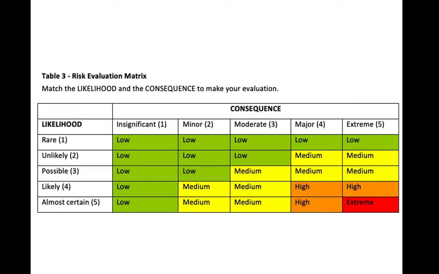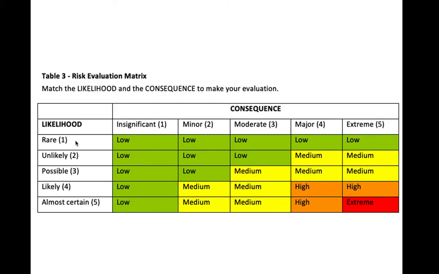Okay, now we then go to table 3. So we take our likelihood and our consequence and join those together to work out what the risk rating is. So for example, if we take a look at rare, which is just here in the likelihood, and insignificant in the consequence, we can see that the rating would be low. And we can see all these green areas here, all of those outcomes would be low in the rating.